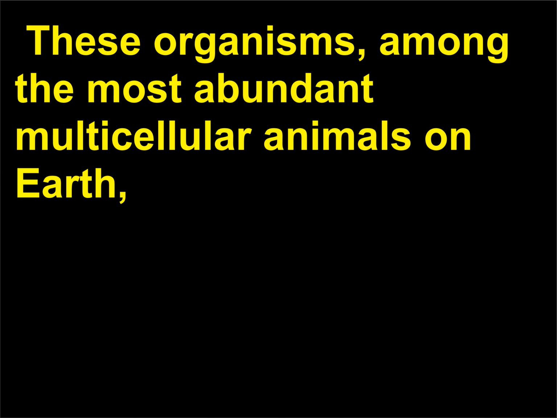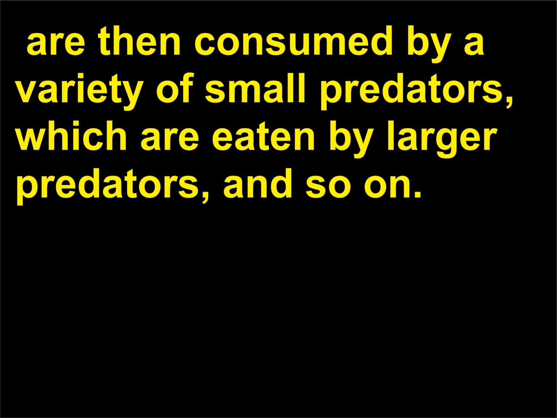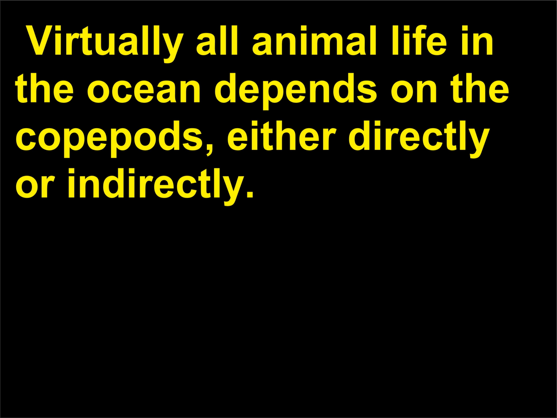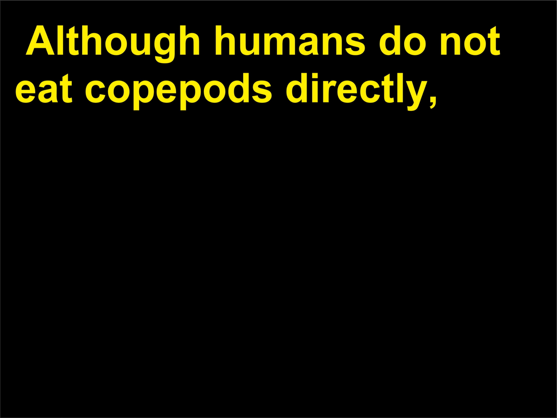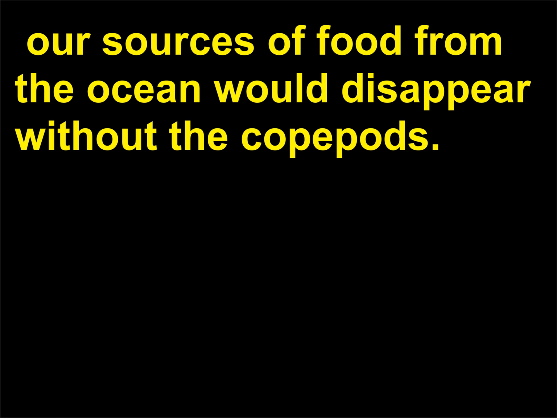These organisms, among the most abundant multicellular animals on Earth, are then consumed by a variety of small predators, which are eaten by larger predators, and so on. Virtually all animal life in the ocean depends on the copepods, either directly or indirectly. Although humans do not eat copepods directly, our sources of food from the ocean would disappear without the copepods.